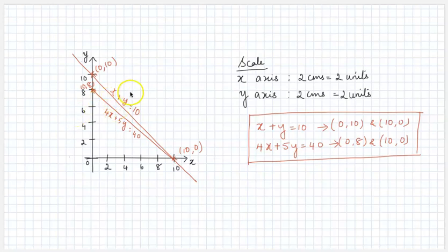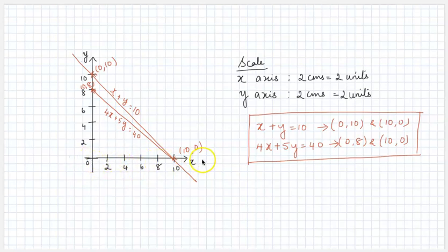We have to draw the graph now. So the first equation was x plus y equal to 10, and the 2 points which were obtained are (0, 10) and (10, 0). And for the second equation, 4x plus 5y equal to 40, the 2 points are (0, 8) and (10, 0). So now let us draw the graph.